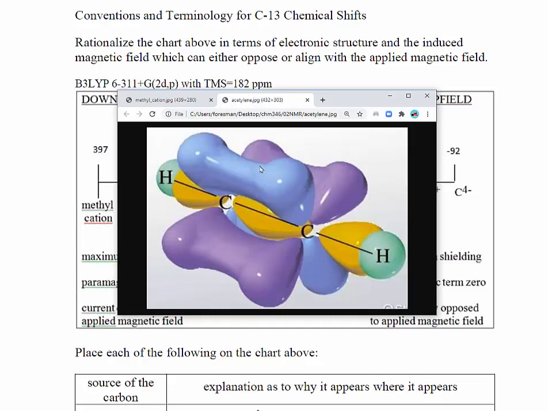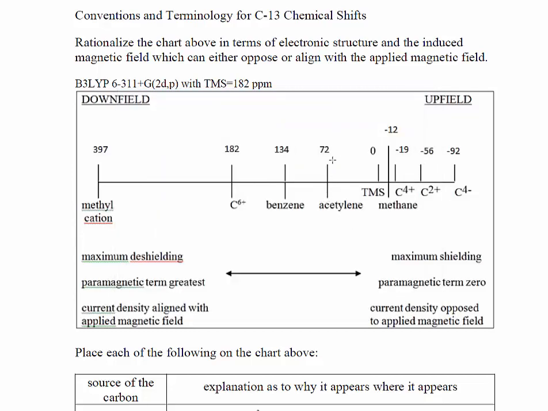So they do resist somewhat the magnetic field. They shield the nucleus because of this, all of these electrons that are in this ring around the axis. But they also would allow some current density to go along with the magnetic field. And so that's why acetylene appears fairly well shielded, but not as shielded as a normal sp3 type situation like we see in methane or TMS.